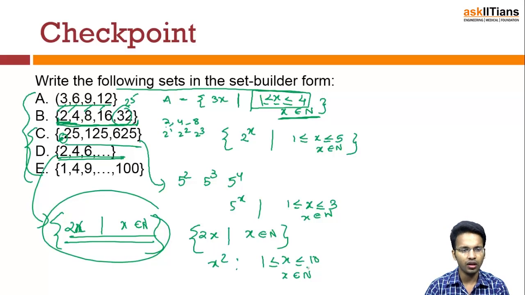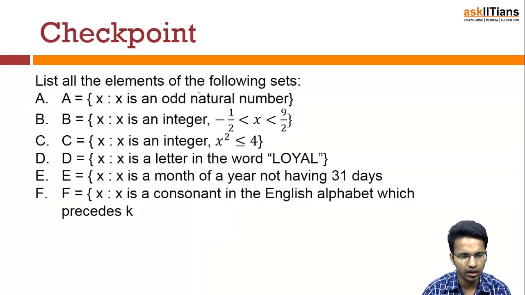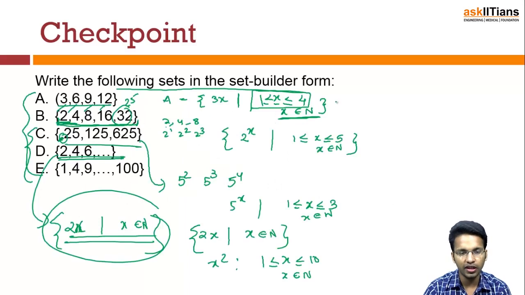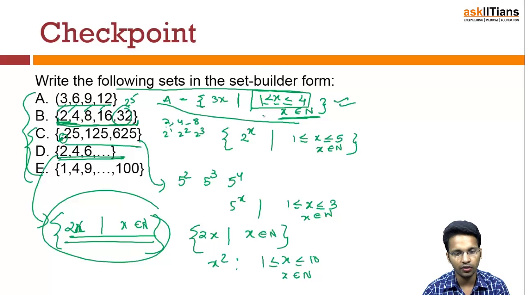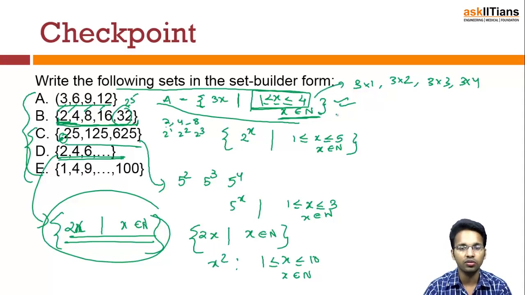Next, list all the elements of the following sets. Again the questions can be from set builder to roster form. Those are very, very easy. Now if you know this, obviously 3x, x belonging 1 to 4, so I'll put 1, then I'll put 2, I'll put 3, I'll put 4. That's how you're going to convert from set builder to roster form.